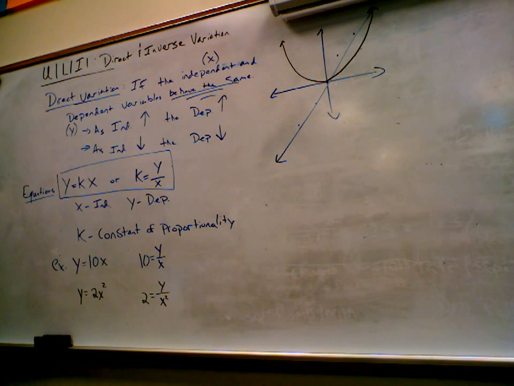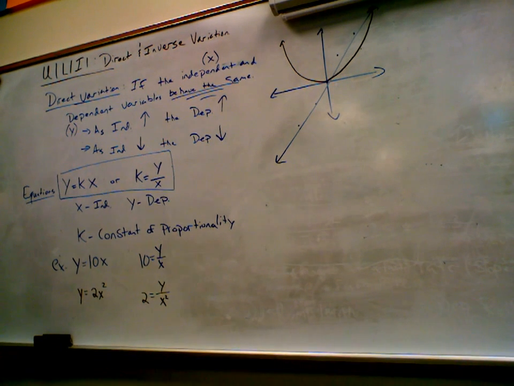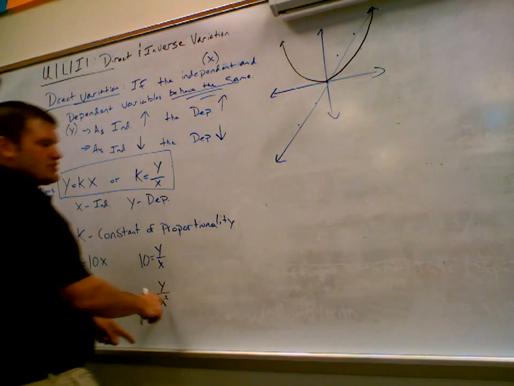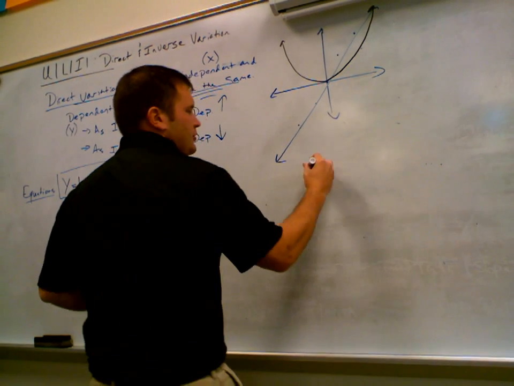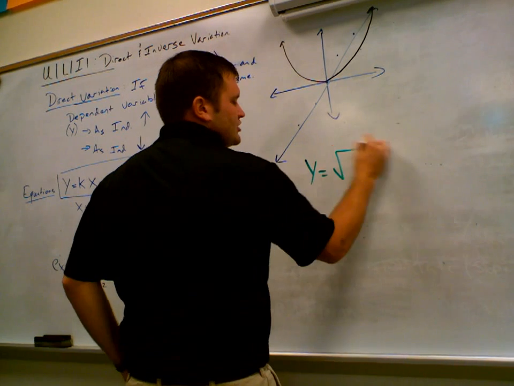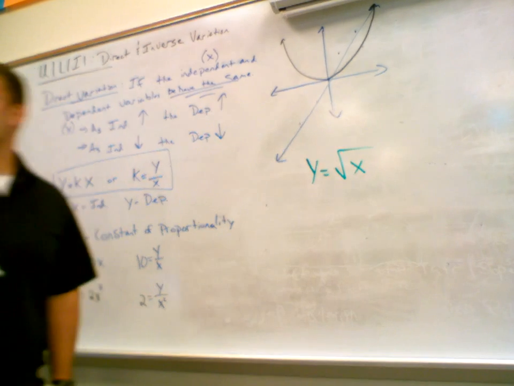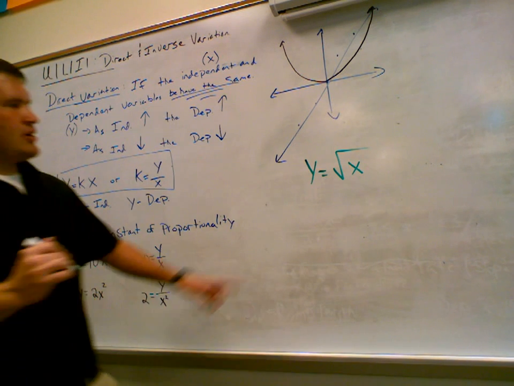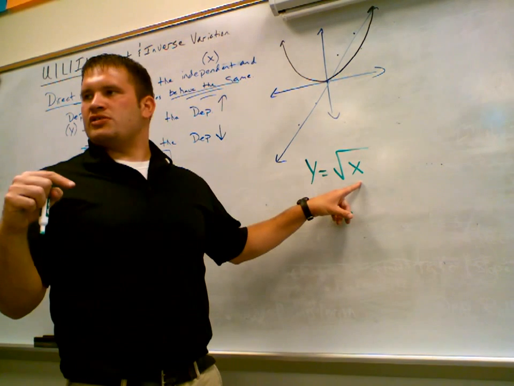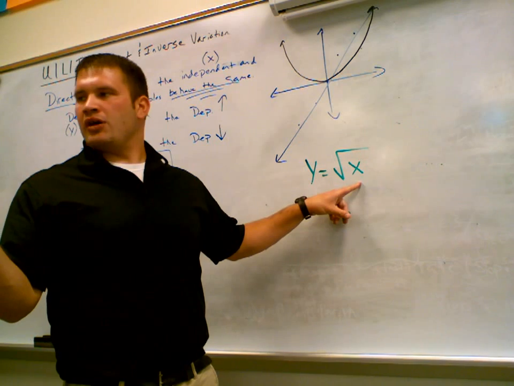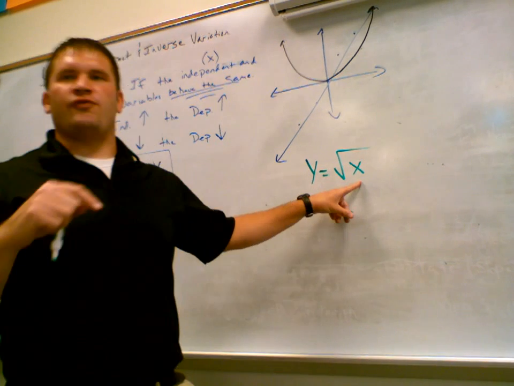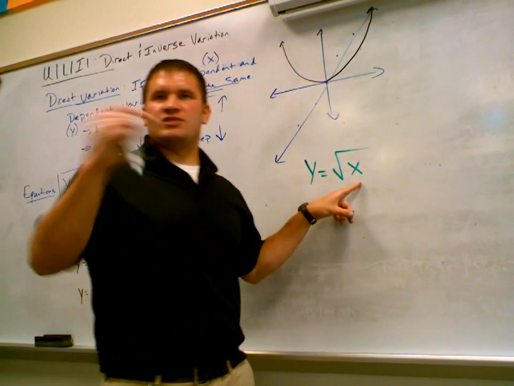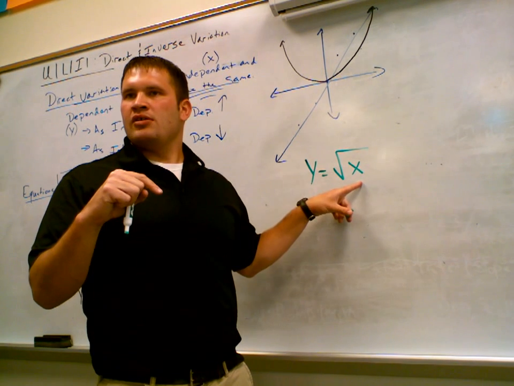All right. So, what if instead of 10 times x, I had, I'm going to write it over here since I'm running out of space down here, so keep going with this underneath your examples. What if I had y equals the square root of x? Would that work? If this number is 1, what's the square root of 1? 1. If this number is 4, what's the square root of 4? 2. If this number is 9, what's the square root of 9? 3. As x is going up, so is y, right?